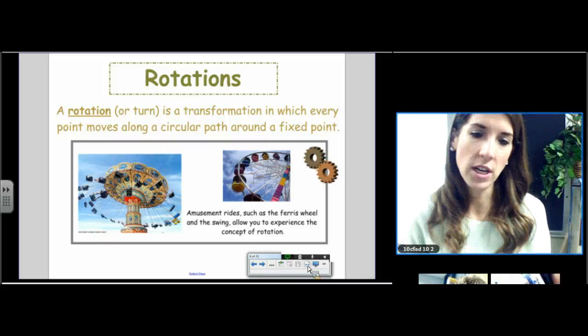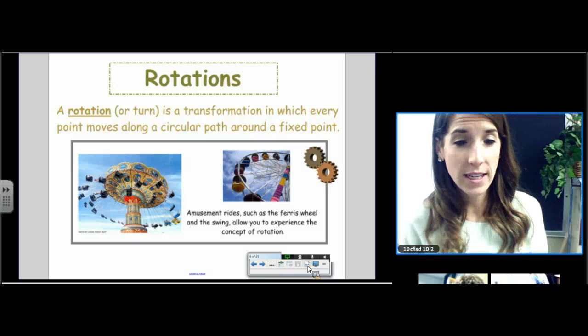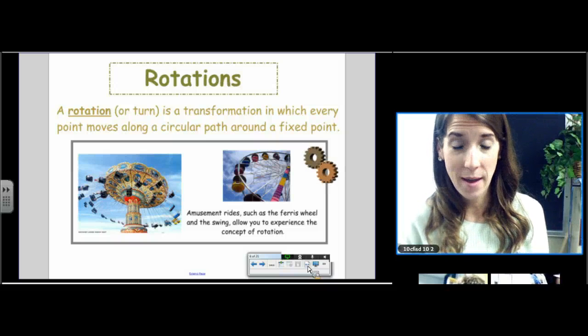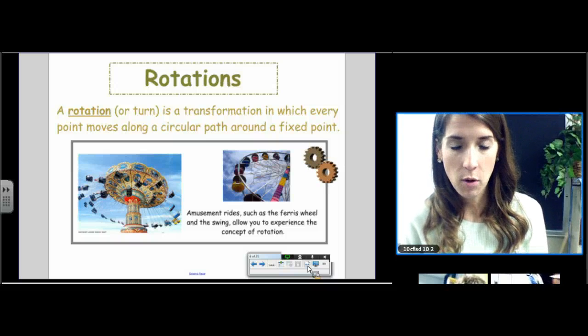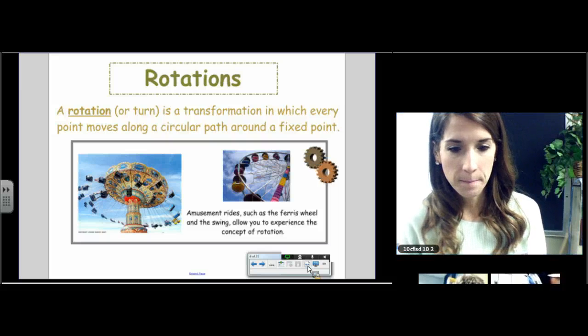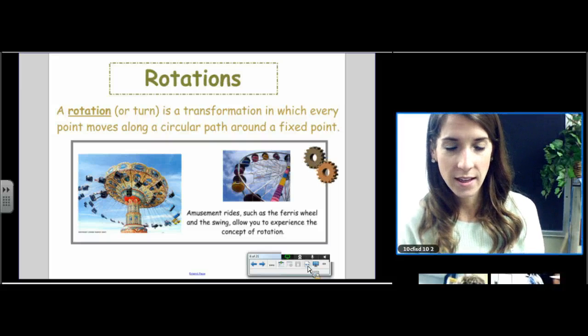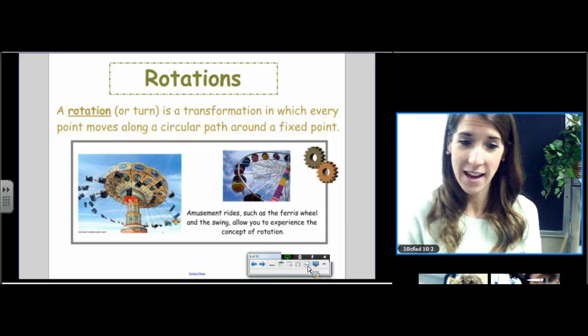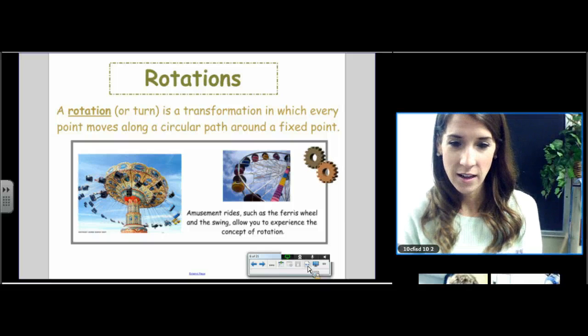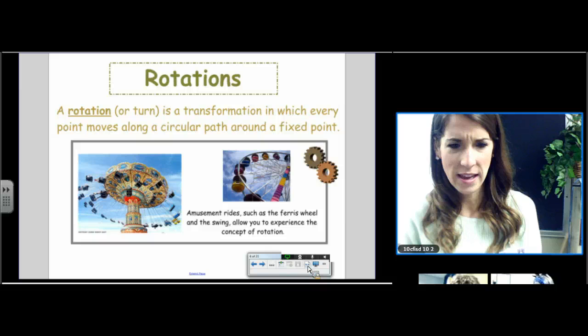A rotation is a turn, in which every point is going to move in a circular path about a fixed point. And common rotations would be at amusement parks with our Ferris wheel, and I don't know what the swing thing is called.